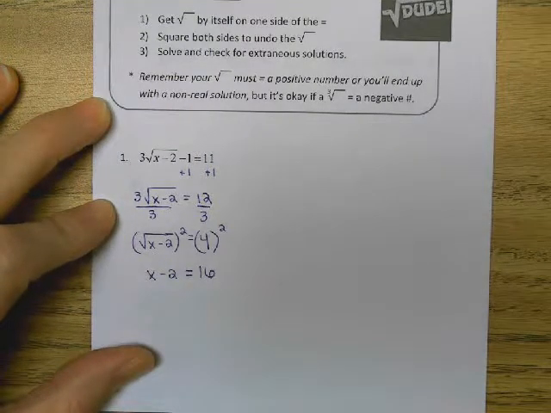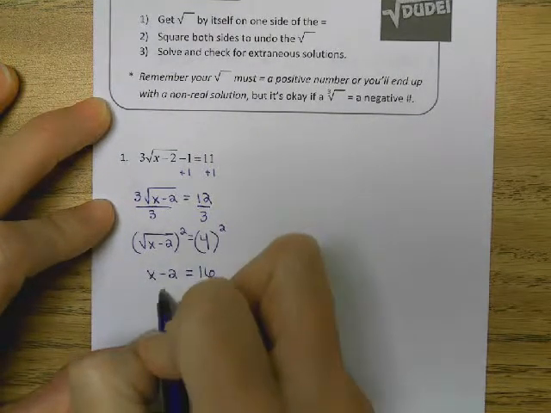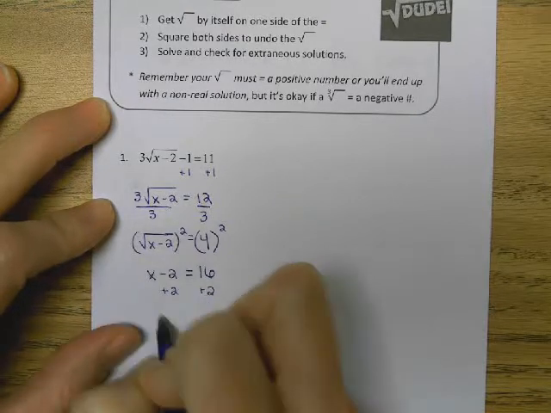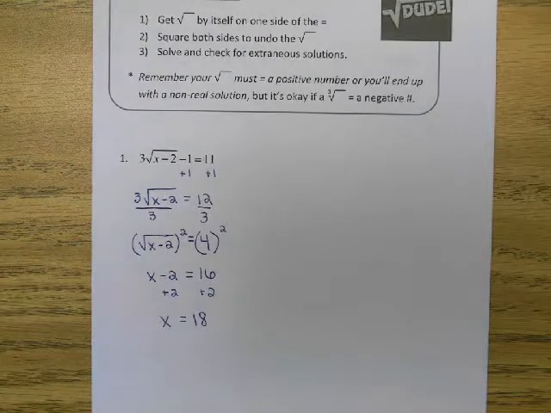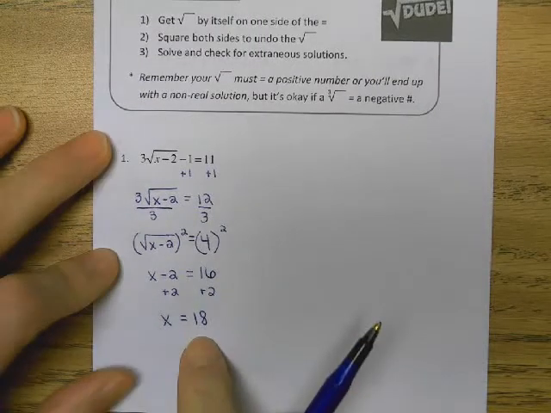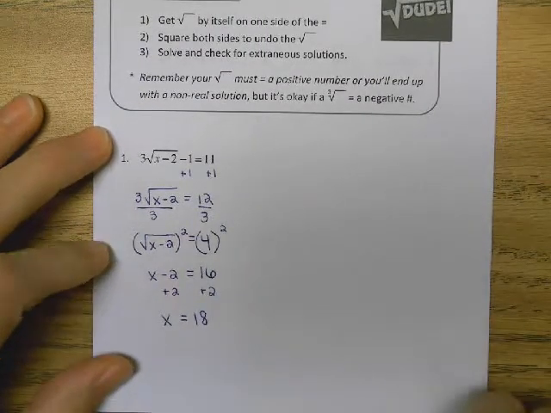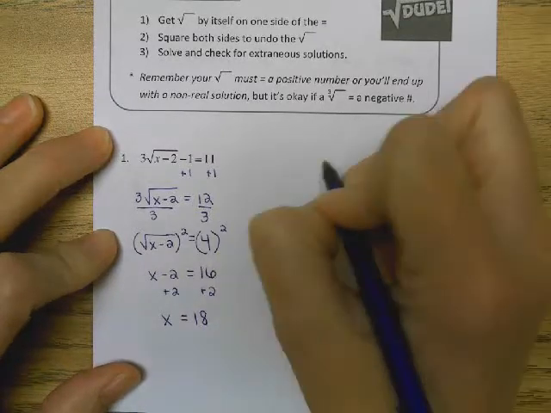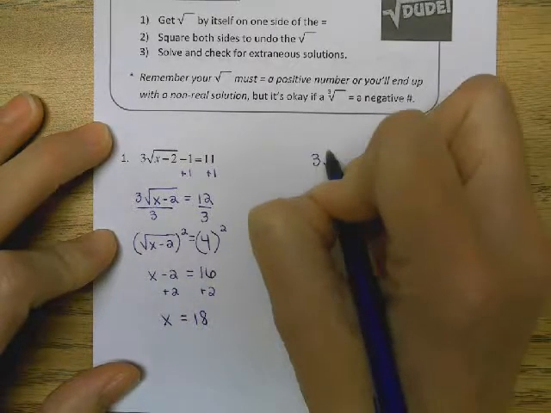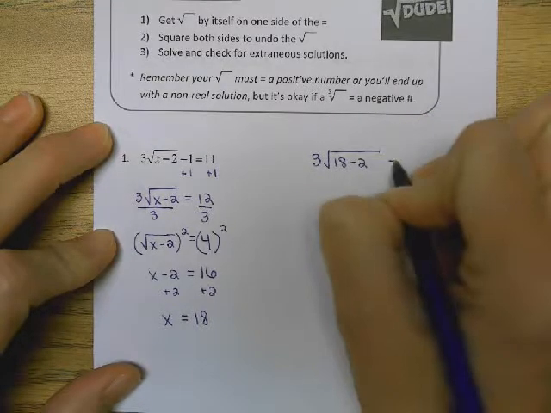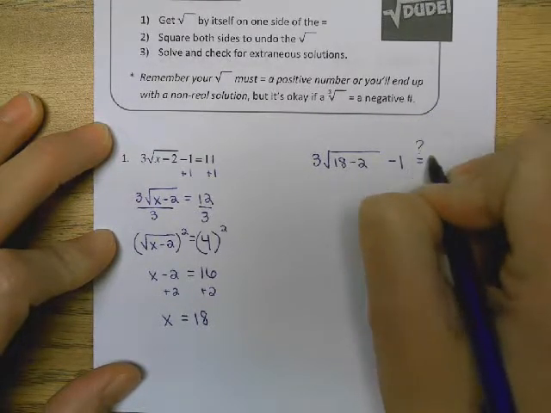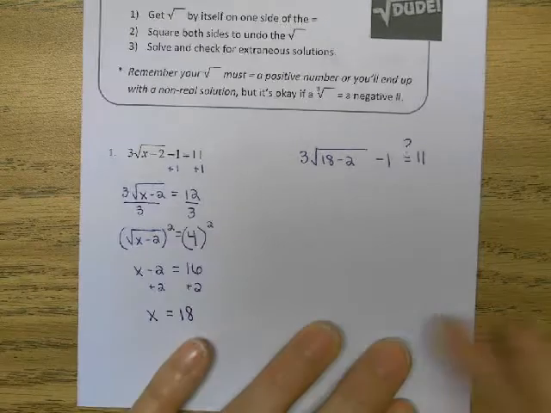From here, get the x by itself. I'm going to add 2. So I get x equals 18. Now, we're not sure if we created an extraneous answer, so we still need to check this. So I'm going to come back up to the original, and I'm going to substitute 18 in for x and see if I get a true statement.